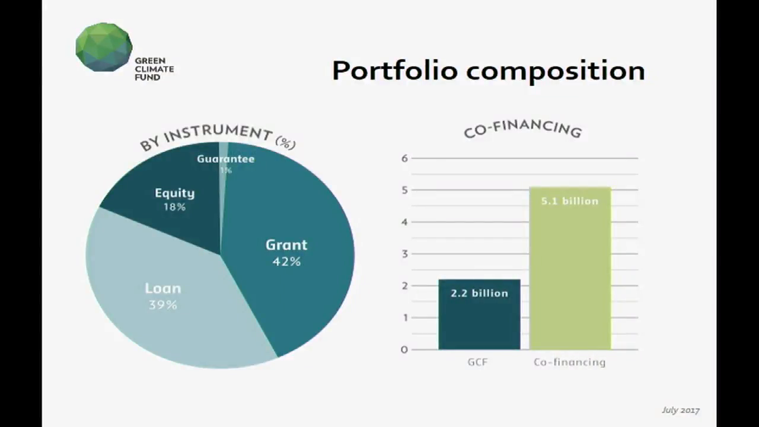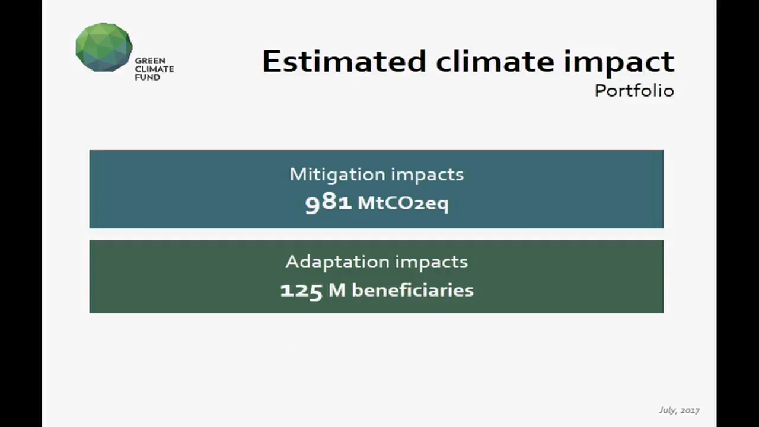And of the 2.2 billion that the GCF has financed, it has brought in 5.1 billion in co-financing. So as you can see, when submitting a project. In terms of the estimated impact of these projects, once they have been implemented, mitigation impacts amount to about 981 million tons of carbon equivalent, and the adaptation benefits, 125 million beneficiaries.